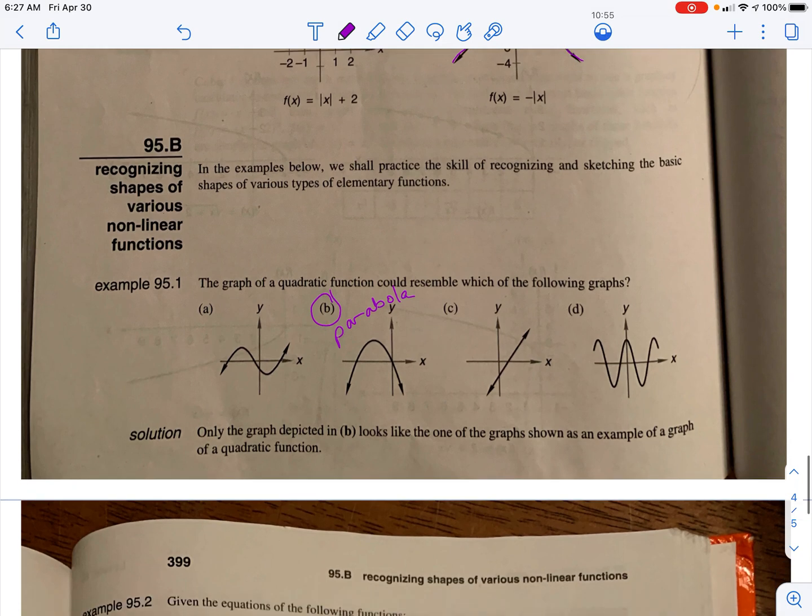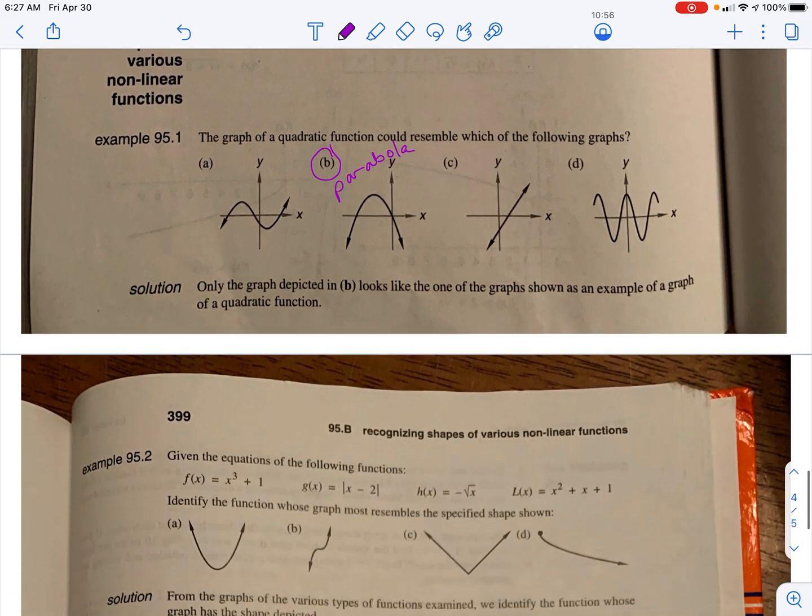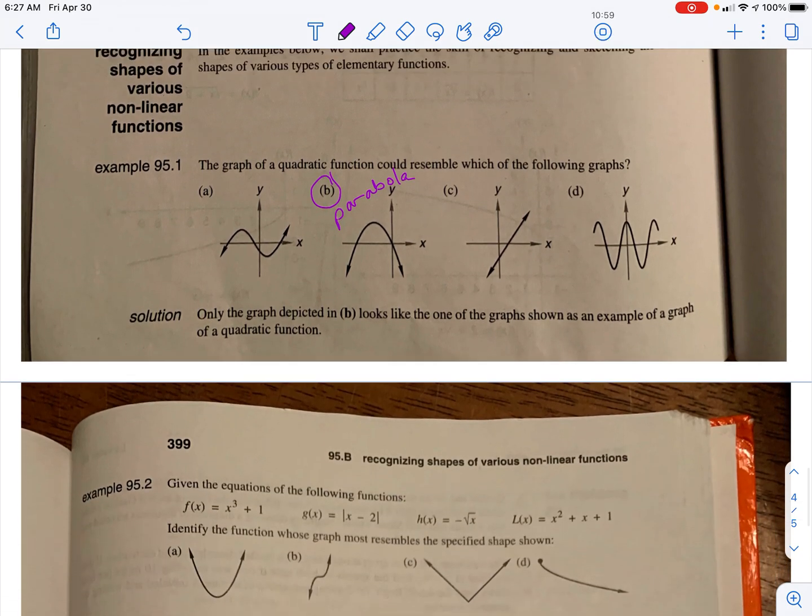Okay, let's go down here. I'm going to scroll very slowly so we don't give away any answers. All right, let's look at these. So given the equations of the following functions, let's look at all these. I have a third degree equation. I have an absolute value here. I have a square root, and I have a second degree equation. So let's see if we can match these up. I'm just going to write on top of each one of those which ones they are.